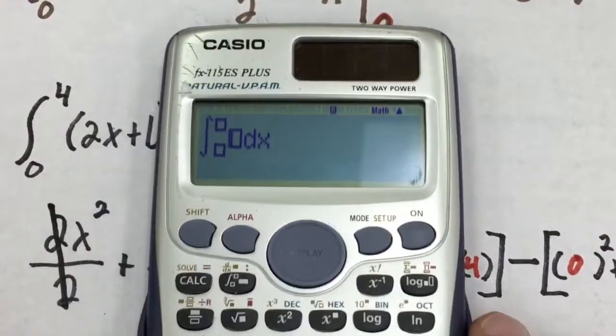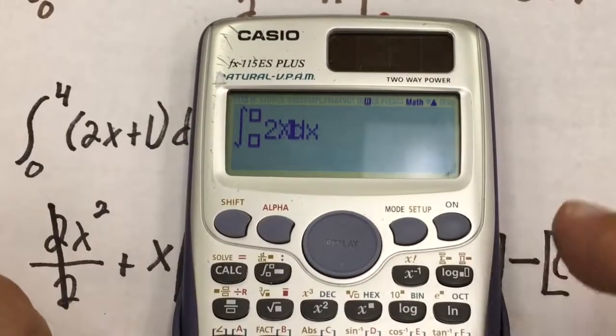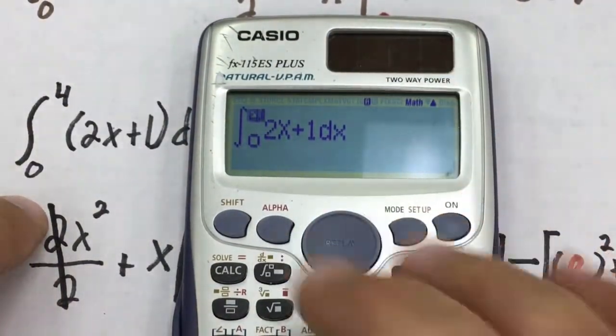Let's try it on the Casio. 2 alpha x plus 1 from 0 to 4, 20.